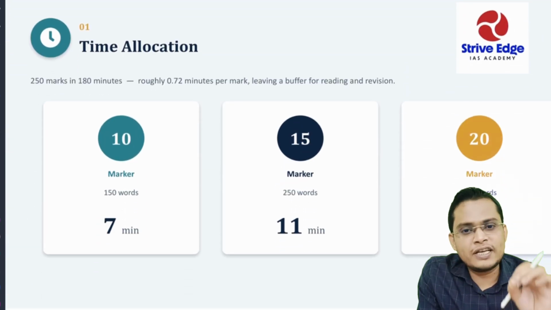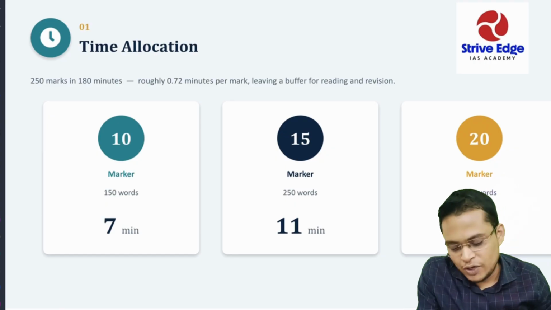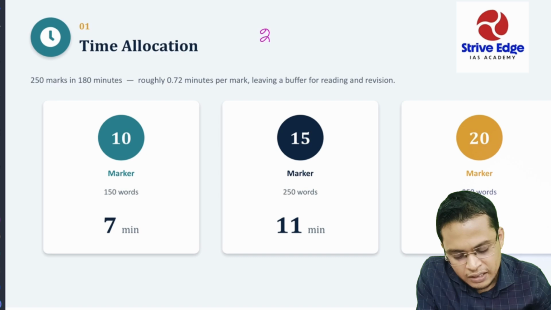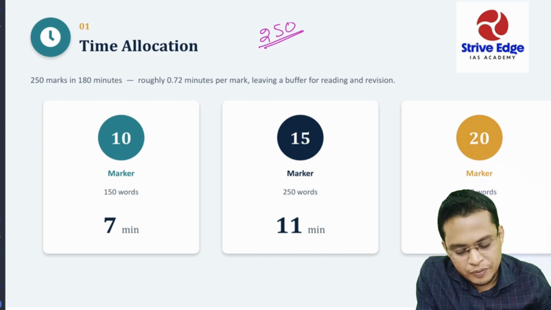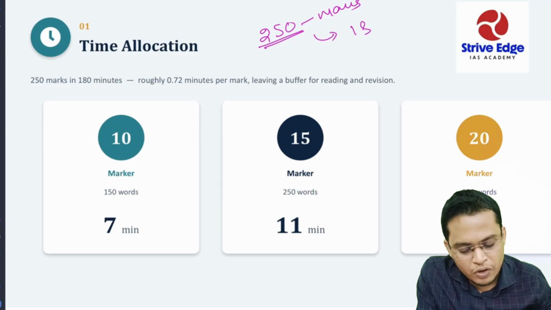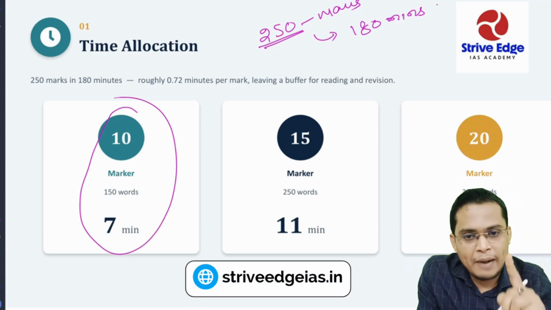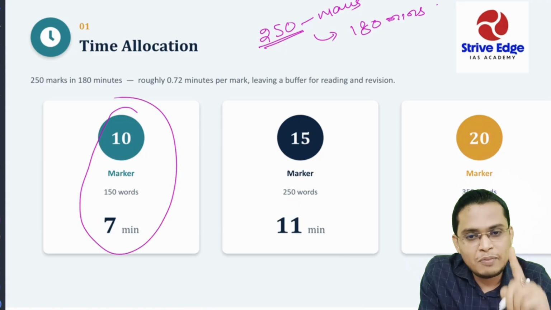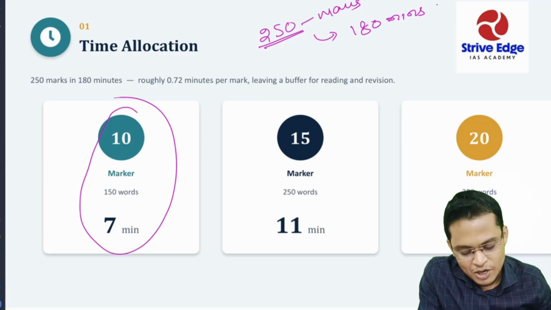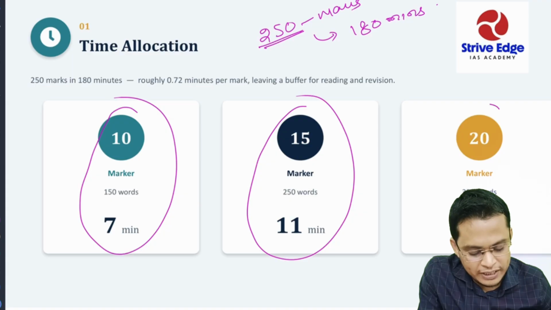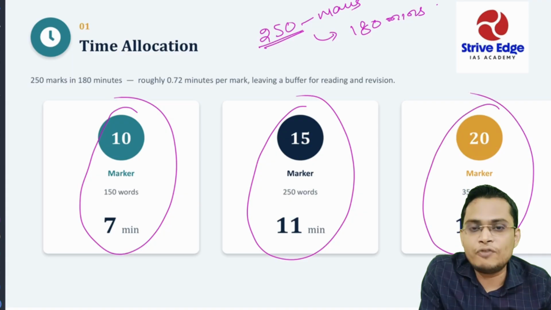The first thing is the time allocation. If you study the UPSC paper, you will find the total is 250 marks and the time allocated is 180 minutes. If you just divide, you will find that for a 10 marker you get hardly 7 minutes. So you have to write a 10 marker question in just 7 minutes. In case of a 15 marker question, you have to write in 15 minutes. If it is a 20 marker question, you have to write that in 40 minutes.